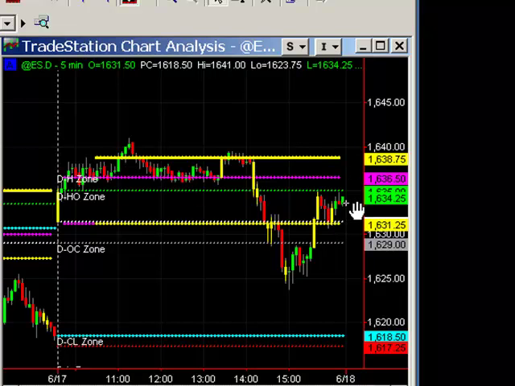No real gap gotcha opportunity for me, even though it was an unfilled up gap. Just not real interesting when you're that close to the open. So anyhow, a lot of information contained in this video.